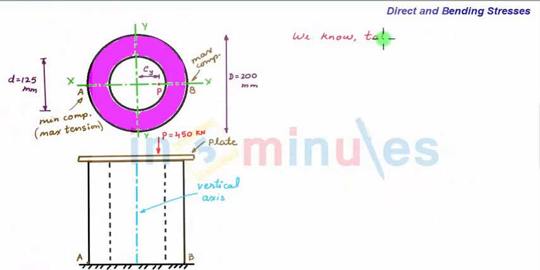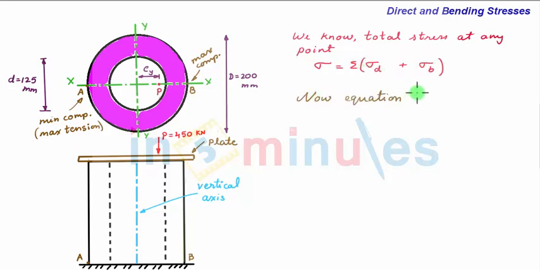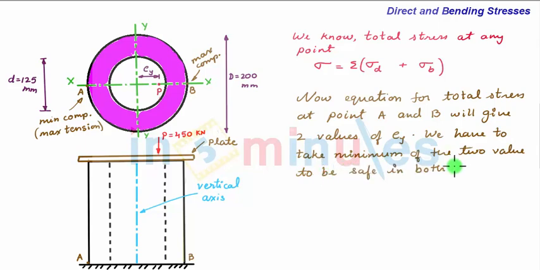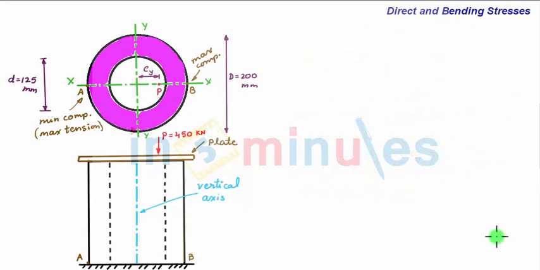Now we know the total or resultant stress at any point is given as sigma equals direct stress plus bending stress. The equation for resultant or total stress at points A and B as shown in the figure will give two values of EY. We have to take the minimum of the two values to be safe in both tension as well as compression. So first we calculate the value of direct stress and bending stress.